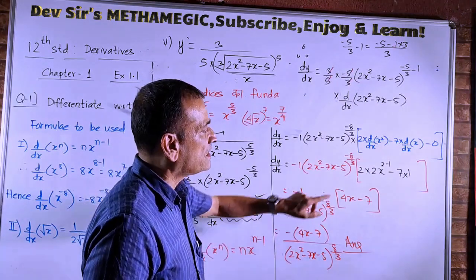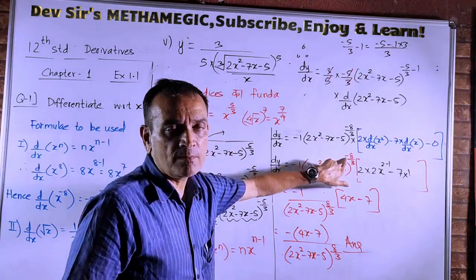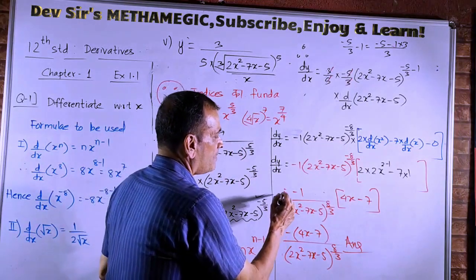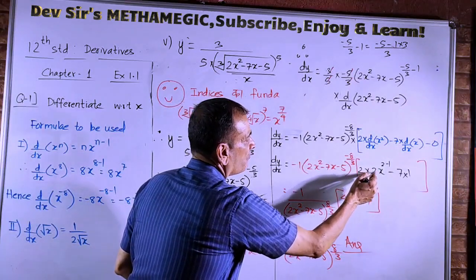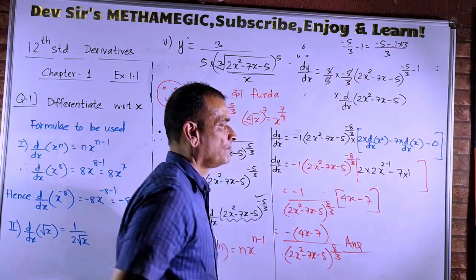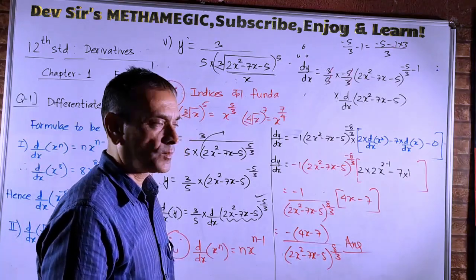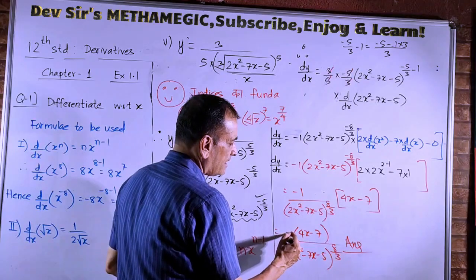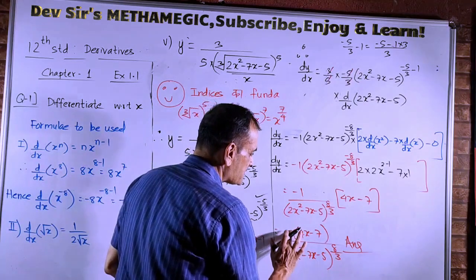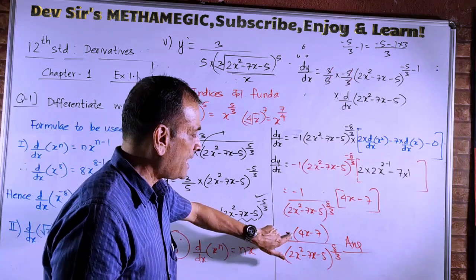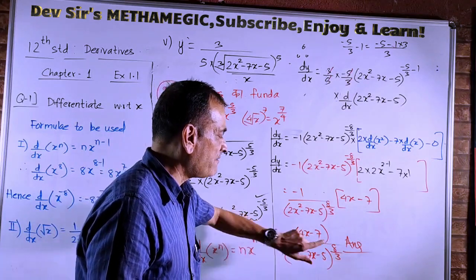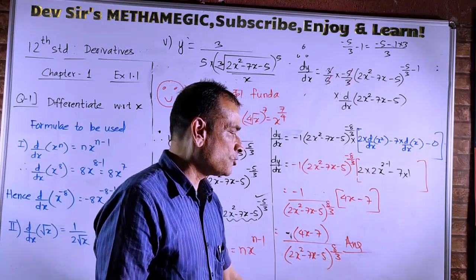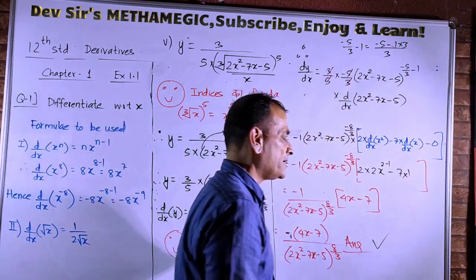But while writing the answer, minus 8 by 3 should be written properly as 8 by 3. इसलिए ब्रैकेट डिनोमिनेटर में लाया है. So minus 1 into 4x minus 7. Correct? Now minus 1 can be written as only minus sign. Either you can write minus 1 या तो minus sign सिर्फ लिखा तो भी चलता है. So minus into 4x minus 7 upon 2x squared minus 7x minus 5 raised to 8 by 3. That is our answer.